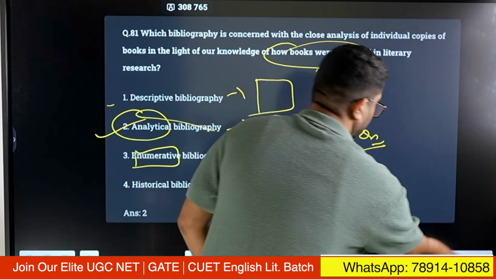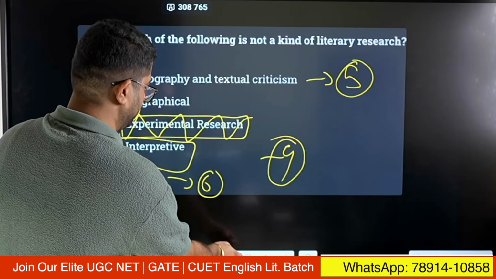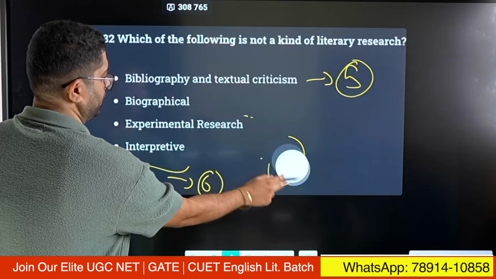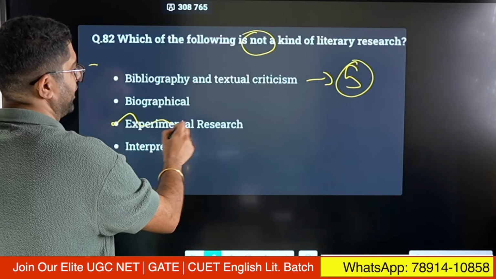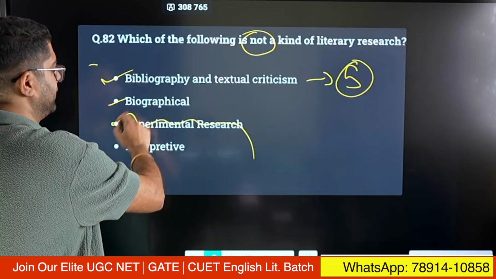Here we have another question: which of the following is not a kind of literary research? Experimental research. We have already discussed these three things.